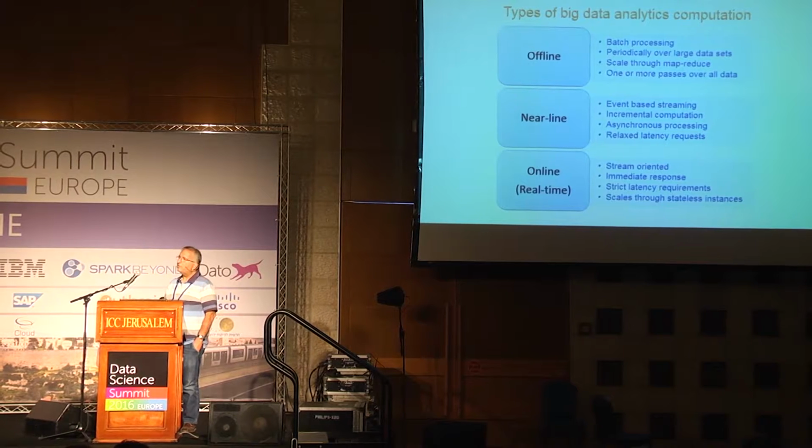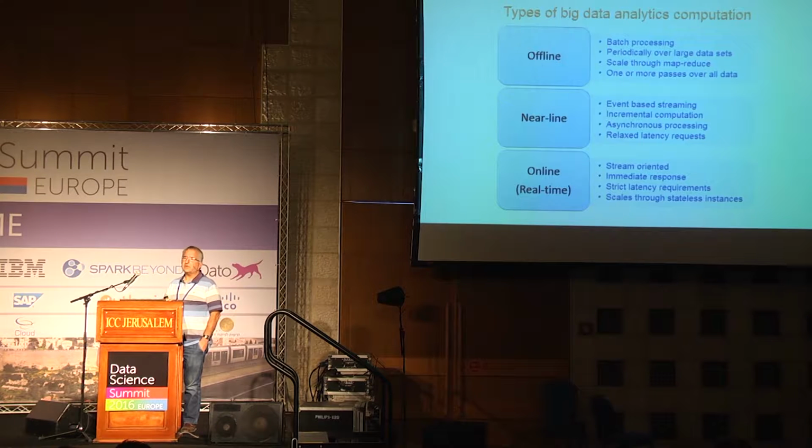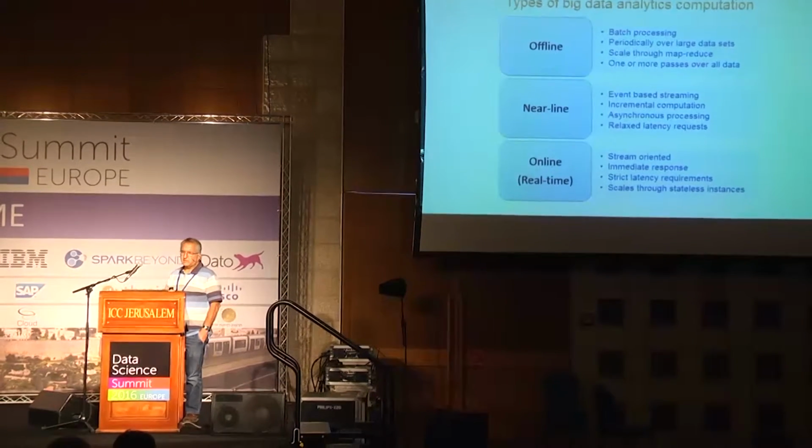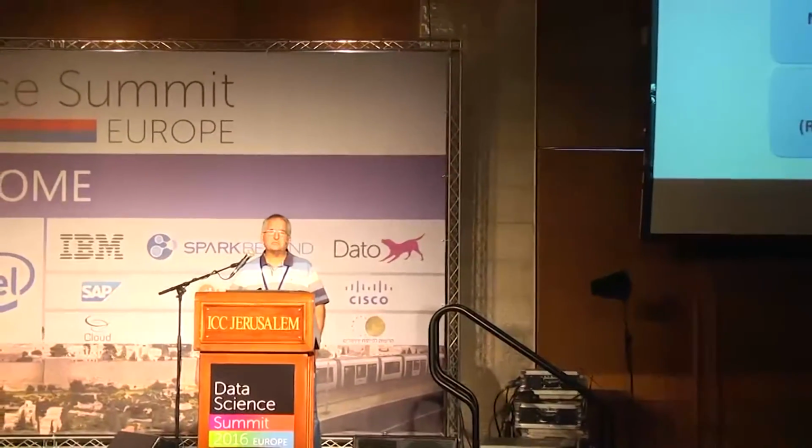Nearline is basically when you do incremental processing. This is a side process that runs alongside a more real-time computation in order to compute, for instance, alerts and other events that you can process asynchronously, but you still have to react quite fast. And then you have the real-time or the online, which is stream-oriented. The expected latency is very short, and you need to scale through shared-nothing, or stateless, instances.